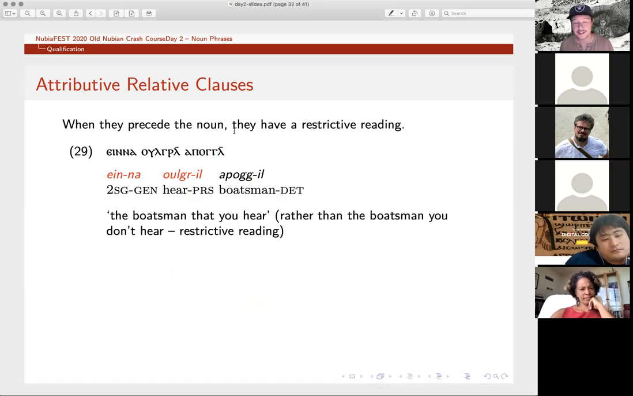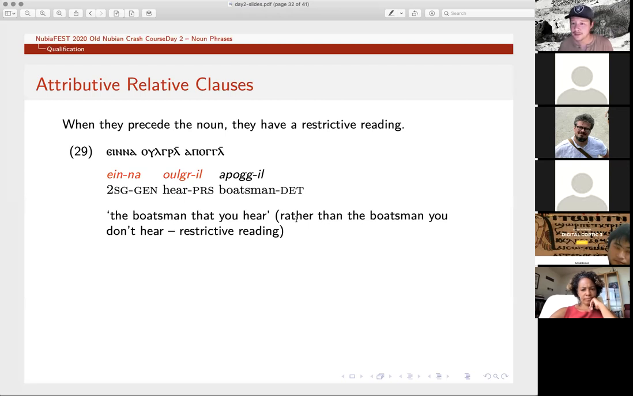And so again, as with adjectives, whenever a relative clause precedes a noun, they have a restrictive reading, right? So here, again, in English, it's difficult to render. But you can say the boatsman that you hear, you mean that specific boatsman that you're hearing, rather than the boatsman that you're not hearing, right? So maybe you're living in a village where there are two boatsmen, one is mute and the other one is not mute. And so you can refer to the one that's not mute with the boatsman that you hear, right? Because the other one you cannot hear because he's mute. And so in this case, the hearing part is a specific attribute of this boatsman, and therefore it's a restrictive reading.